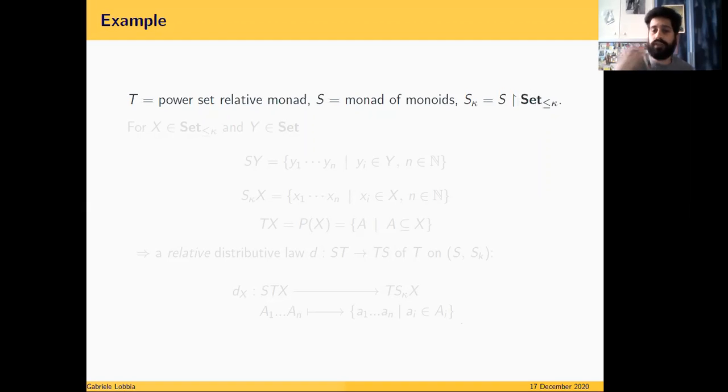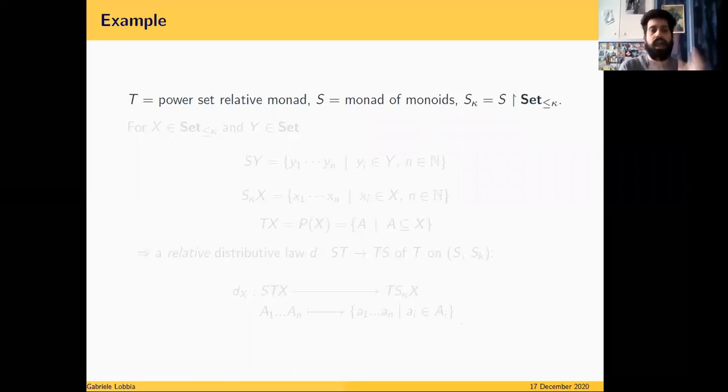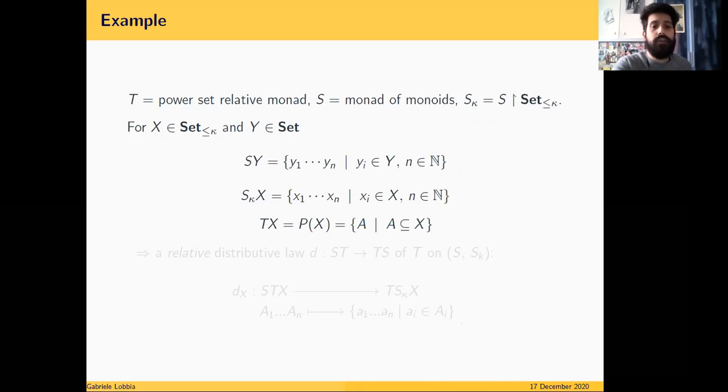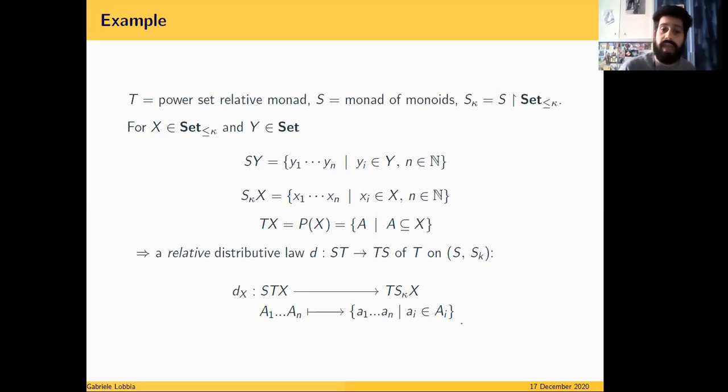That's because when you do the free construction of a monoid, you're considering all the words of length a natural number. So you're doing a countable union of all the sets of words with fixed length, and all those sets have cardinality at most kappa. So in the end, you still get a set with cardinality at most kappa if you start with a set with that upper bound. And so this monad of monoids is compatible with the inclusion of this category into the category of sets. And we do exactly the same, and our past distributive law in this case becomes a relative distributive law.